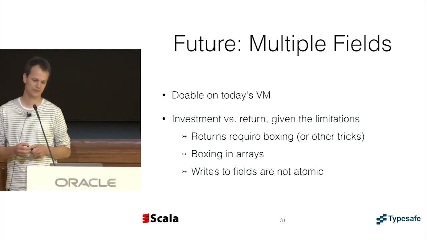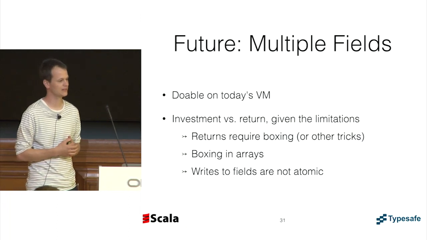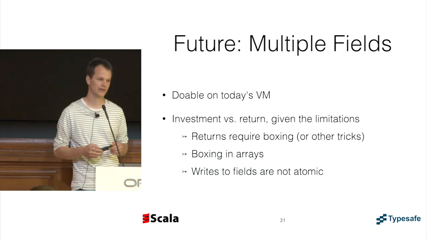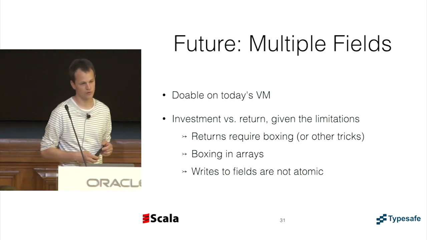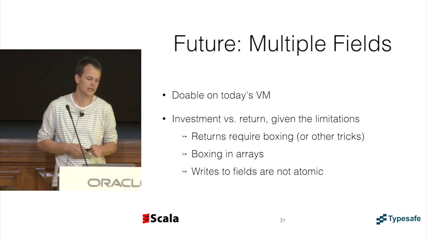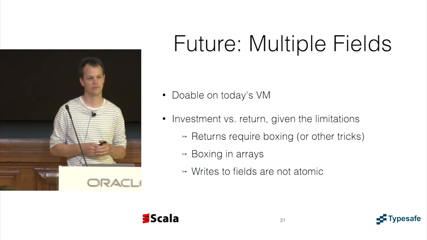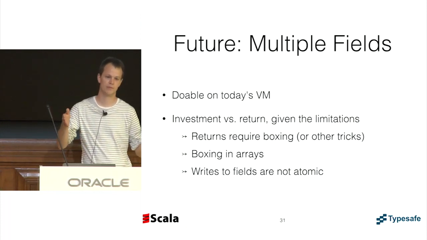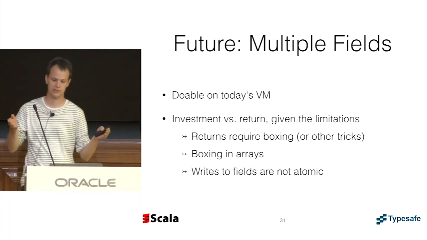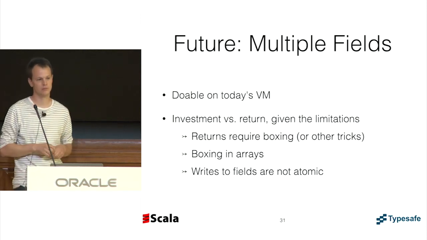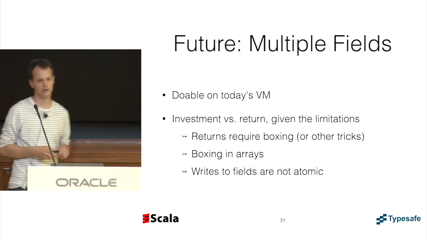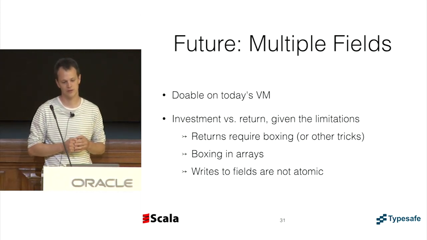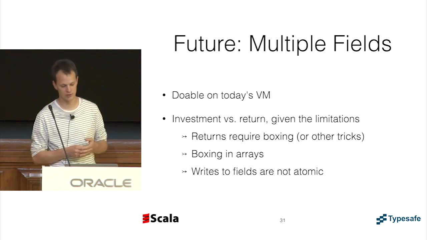All right, so to finish up, what would you like to have in the future? Of course, one of the main things that we would like to have is value classes with multiple fields. We could do it today on the existing VM. The idea, as John asked, is that we could certainly flatten out values with multiple fields into multiple parameters or multiple locals. The problem, obviously, is when you return, then today there's just no good solution. The easy thing is to just create the box and return the box.